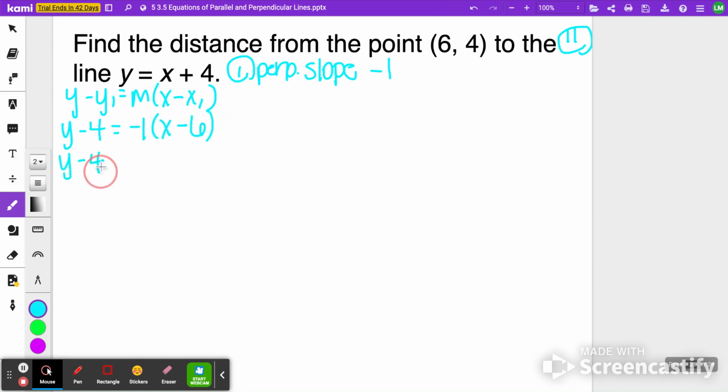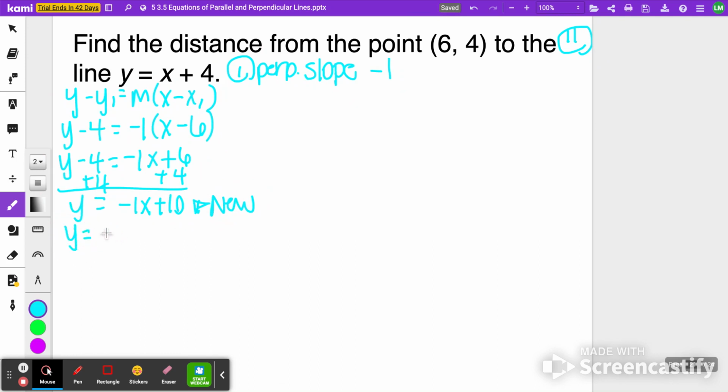Distributing, I'm going to have negative 1x plus 6, and then I'm going to add 4 to both sides. I get y is equal to negative 1x plus 10. Here is my new equation. Now that I have my new equation, I'm going to take my original equation, y is equal to x plus 4, and set them equal to one another.